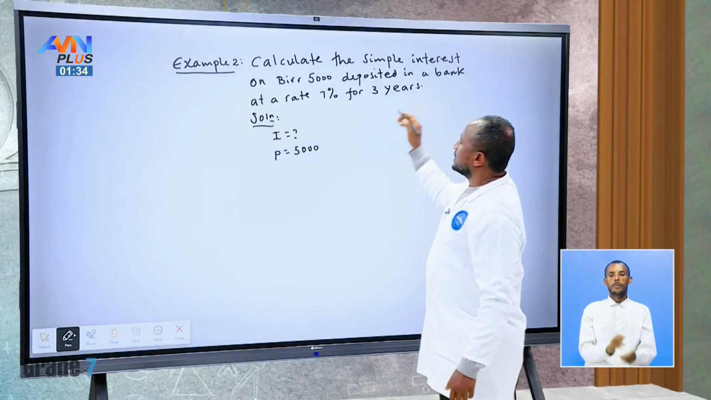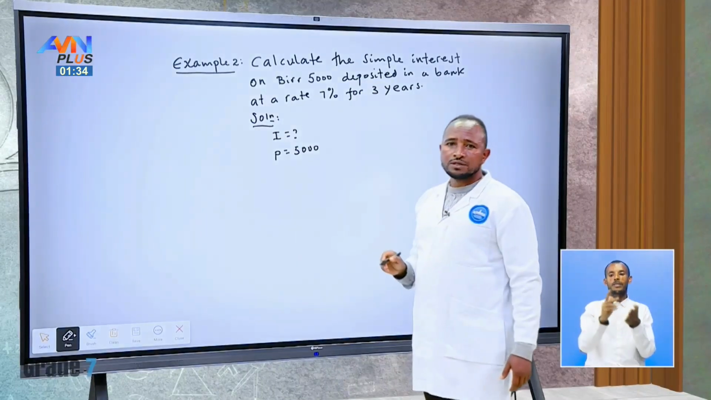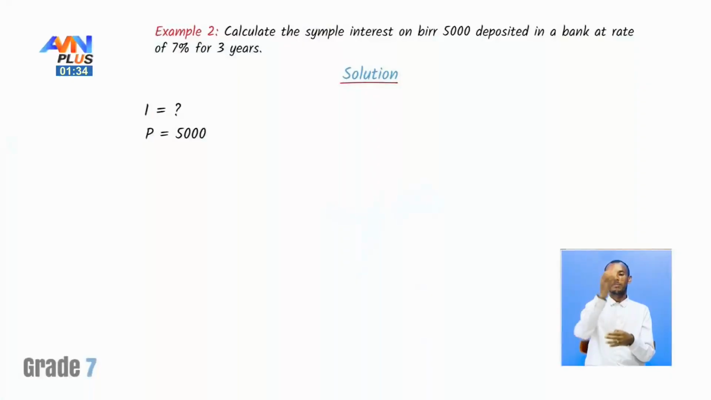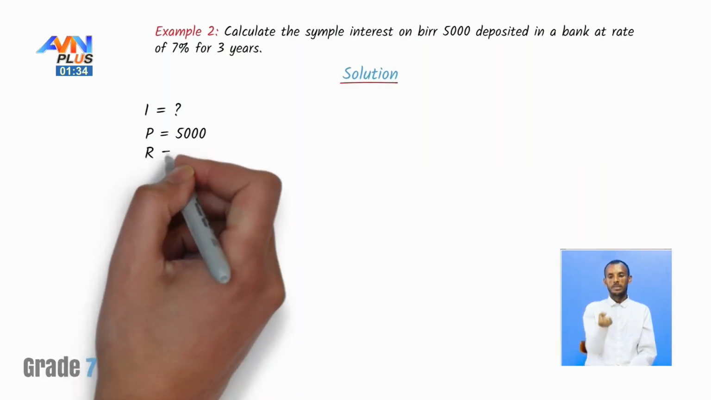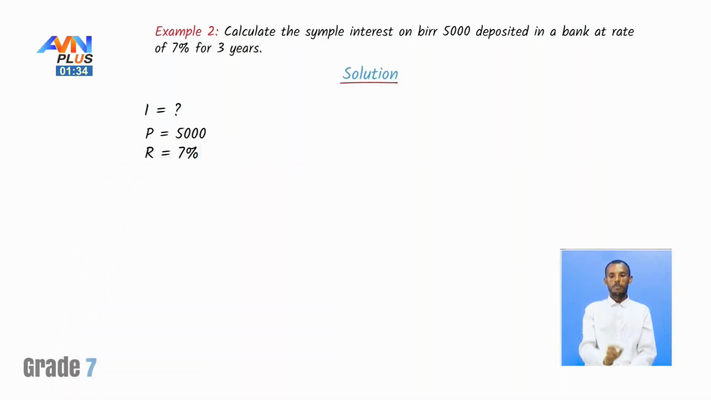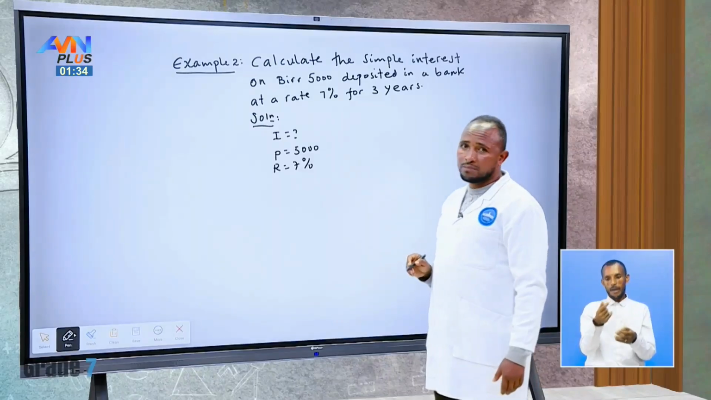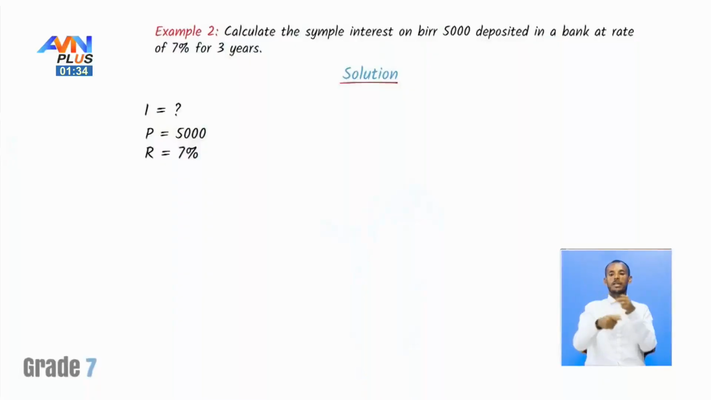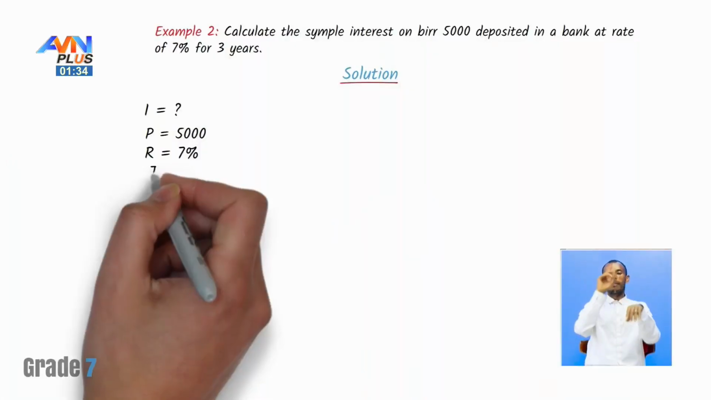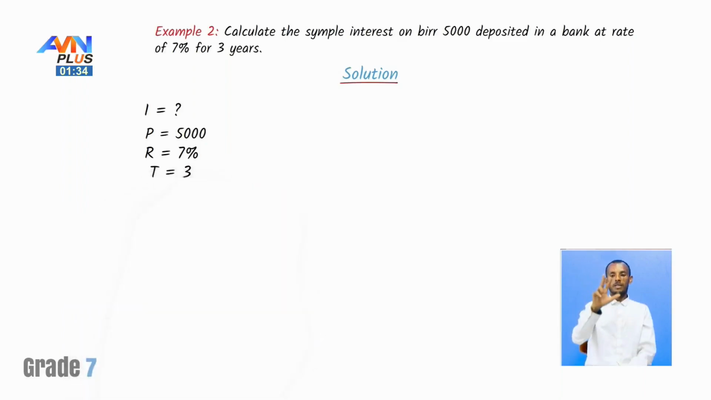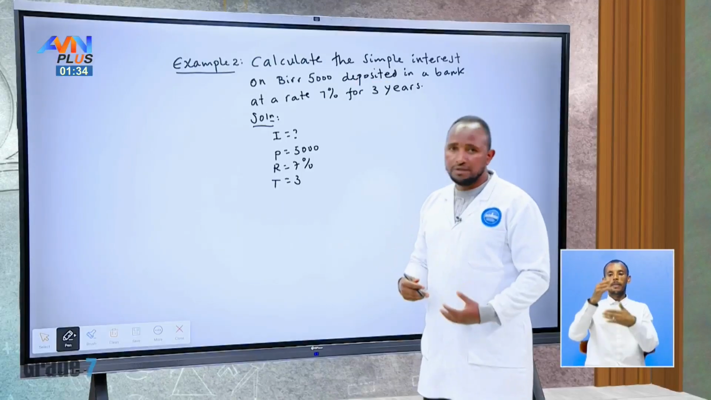Deposited in a bank. The bank pays you an interest rate of 7%. So, the interest rate is 7%. This money will stay for 3 years in the bank, so the time period is 3. And we are asked to calculate the simple interest.